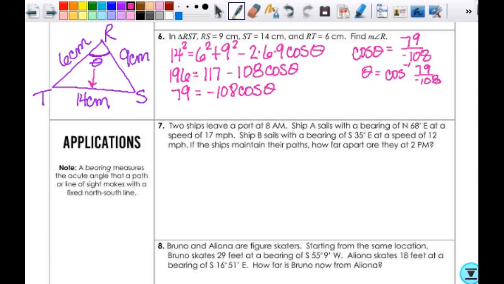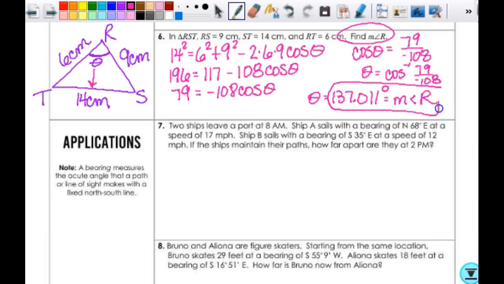And hit enter. And I get that theta equals 137.011. And this will be degrees. But remember, they asked me for the measure of angle R, so that's equal to the measure of angle R. And there you go.